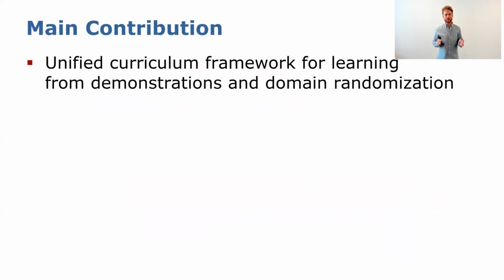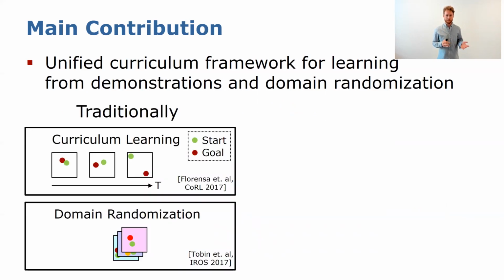Common strategies to address these challenges are curriculum learning to help exploration and sim-to-real transfer, that is, training in simulation with domain randomization and transferring the policy to the real world. Our main contribution is a unified curriculum learning framework that combines learning from demonstrations and domain randomization. Traditionally, these have been considered separately.